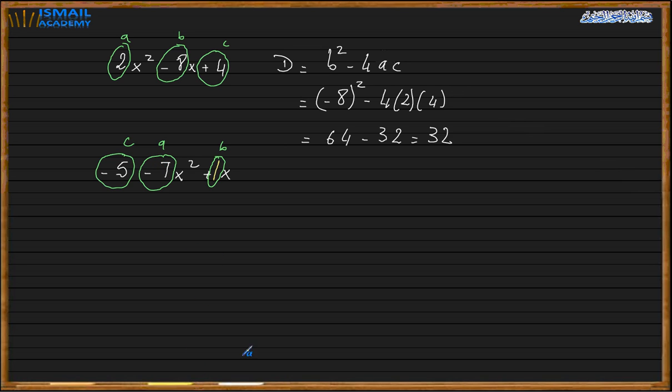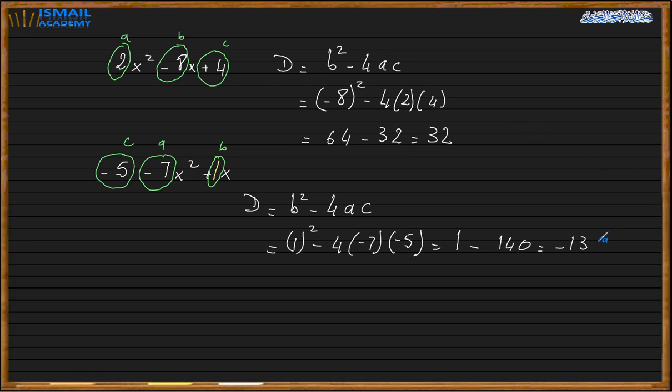So to find my discriminant, which is b squared minus 4ac, my b is 1, so it's going to be 1 squared minus 4 times what is my A. A is minus 7. What is my C? C is minus 5. So it's going to be 1 minus 140, which is minus 139. So the discriminant can be positive, can be negative, can be equal to 0. Keep this in mind.